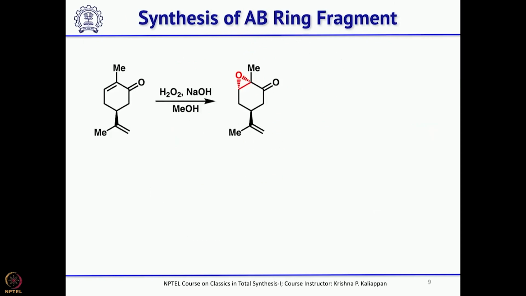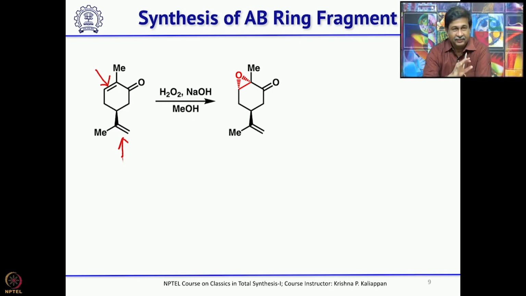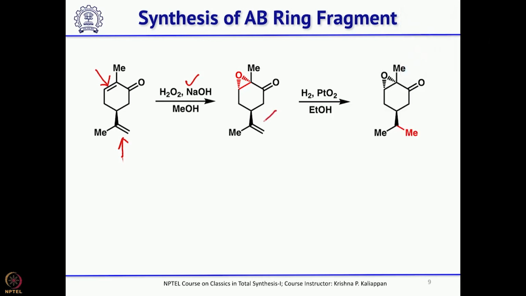First, he started with carvone, and as you know, the carvone has 2 double bonds. One is electron rich, the other one is electron deficient. So, one can selectively epoxidize the electron deficient double bond in the presence of electron rich double bond by alkaline hydrogen peroxide. So, alkaline hydrogen peroxide epoxidized the electron deficient double bond. So, now what one has to do is to reduce the electron rich double bond. So, that was easily done under standard hydrogenation condition. So, now you have introduced the isopropyl group, which is required for eleutherobin A ring.